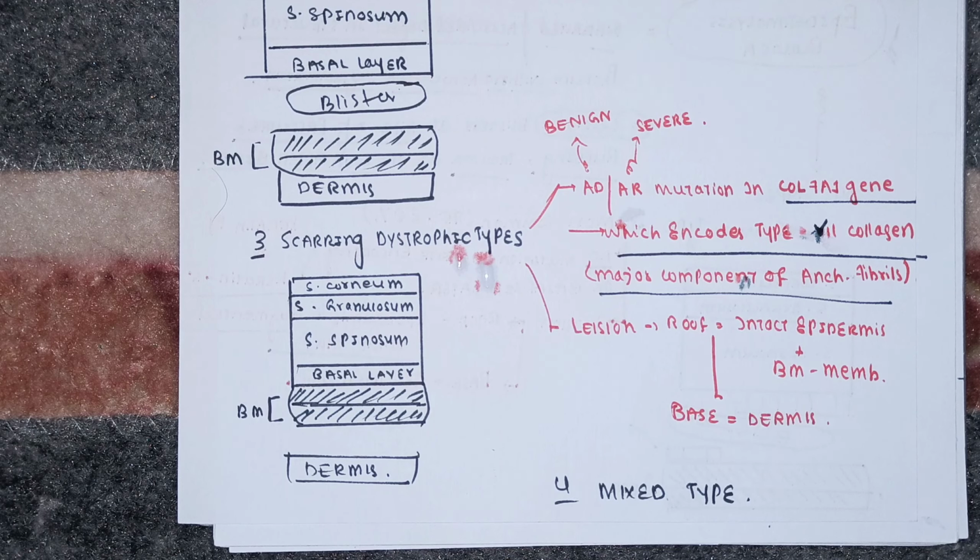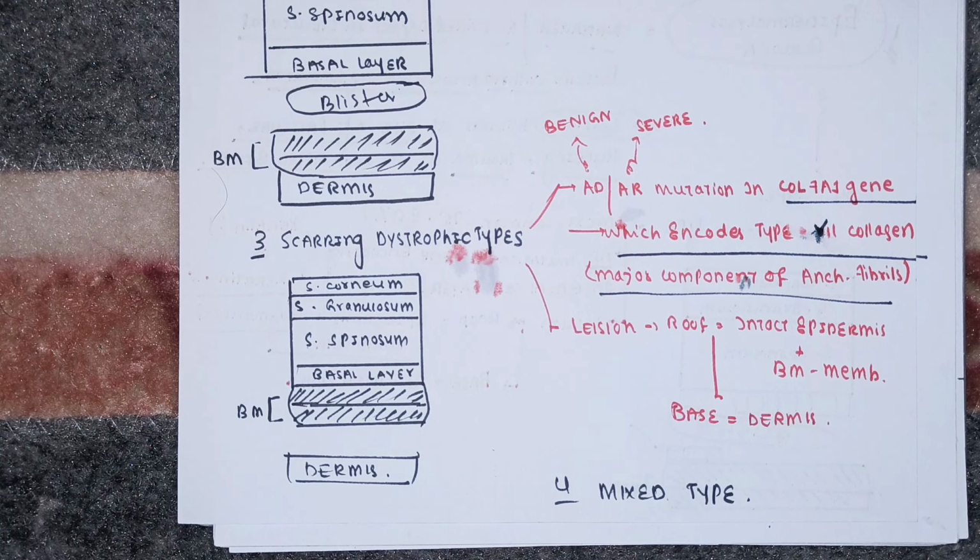Now you guess, beta, normally what is the function of the anchoring fibril? To connect the basement membrane with the dermis. Okay. And type 7 collagen is a very important component of the anchoring fibril. If there is no type 7 collagen, there will be no anchoring fibrils. And if there are no anchoring fibrils, what do you think is going to happen?